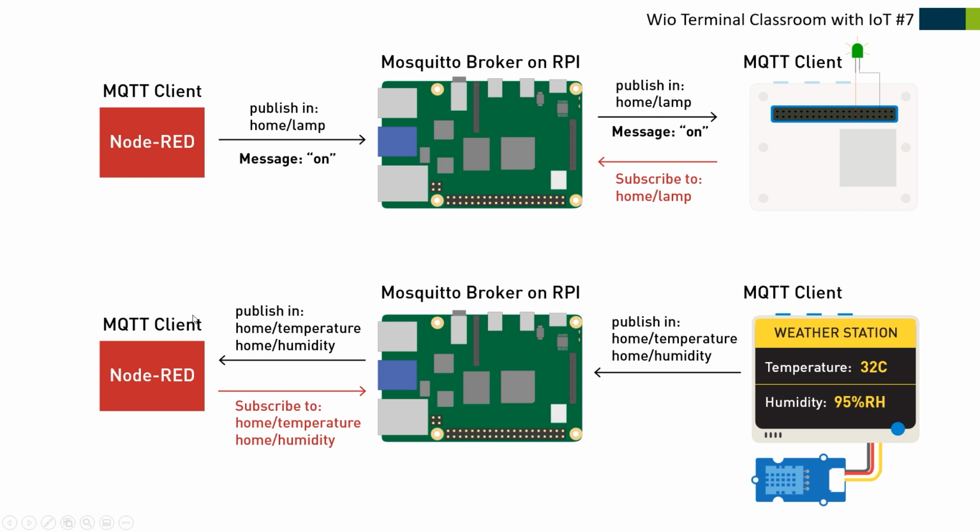So basically we will turn this LED on and off using Node-RED. In the second scenario, this MQTT client on Node-RED is subscribed to two topics. One is home temperature and another is home humidity. Once the MQTT client, which is the Wio Terminal, publishes the temperature and humidity sensor data to these two topics on the Mosquitto Broker, it will then publish to Node-RED on these two topics. And finally, we will be able to visualize the temperature and humidity sensor data on the Node-RED dashboard.